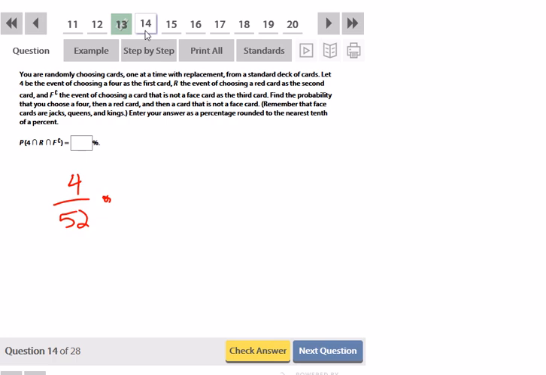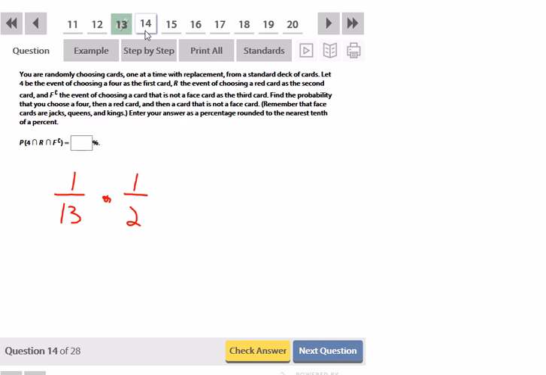Times, since you put everything back, a red card. Half the cards are red, so there's 26 red cards, but I can just put one half. I can already reduce that to be one half. And you know what? The 4 over 52, I can also reduce that. There's 1 out of 13. So there's 13 different types of cards. The 4 is one of them.